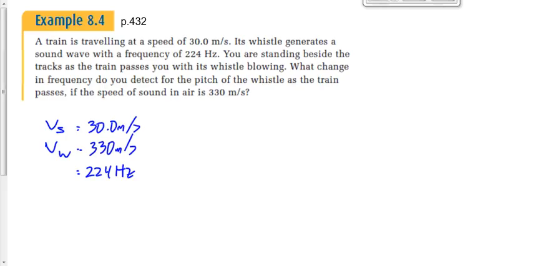224 hertz. What is this? Its whistle generates a sound with a frequency of 224. All right, F. FD or FS? The Doppler frequency or FS? Good, FS, the frequency of the source. We want to find not the Doppler frequency, we want to find the change in the Doppler frequency, right? But let's do it twice. Let's say we want to find FD, the Doppler frequency, twice. And then we'll subtract them to get the difference in the sound.